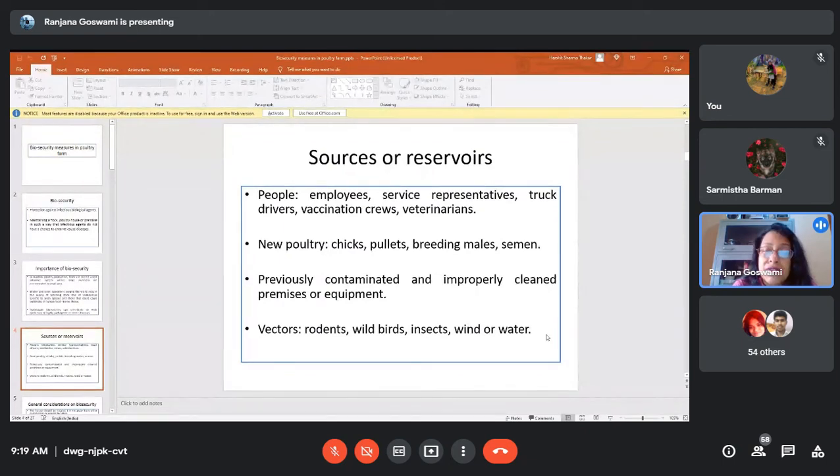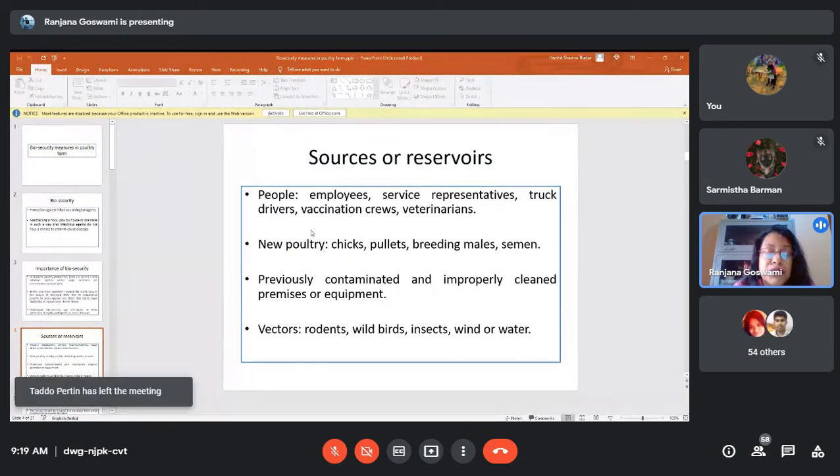Then you have to know what the different sources or reservoirs of infection are that may occur in the farm. If you are aware of the reservoirs, then you can always go for prevention. First is the people. People are the carriers of diseases: the employees, the service representatives, the truck drivers, vaccination crews, the veterinarians, whoever is entering into the farm may bring in diseases. So we have to be very careful. How we are going to do it, we will discuss in the following slides. So first, your target should be the people who are coming.